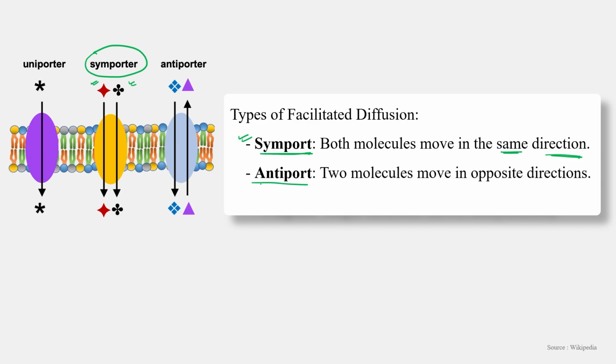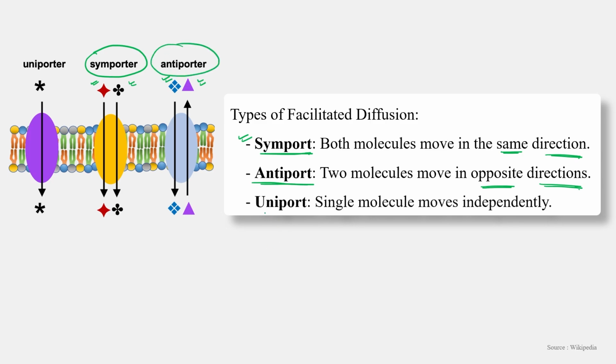Antiport also involves two molecules, but the two different molecules move in different directions. If this navy blue molecule comes inside the cell, then simultaneously this triangle molecule moves in the opposite direction, from inside to outside the membrane. So same direction movement is symport, opposite direction movement is antiport.